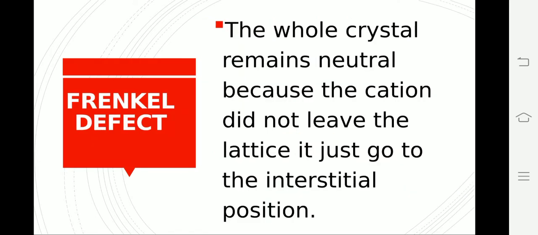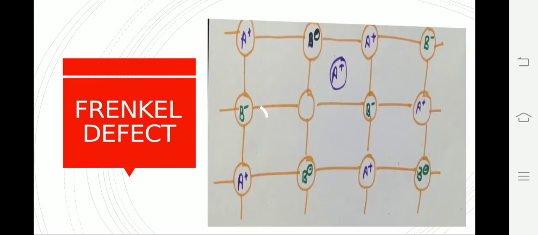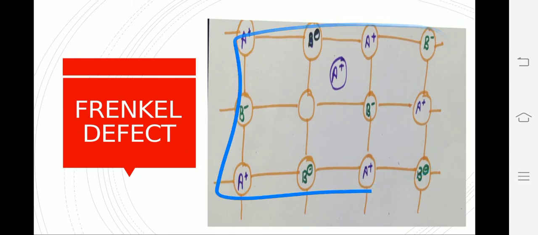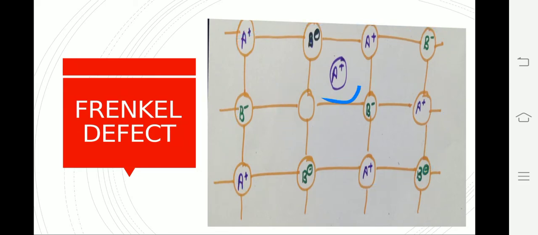Now, in Frenkel defect, the whole crystal remains neutral because the cation didn't leave the lattice, it just goes into the interstitial position. As you can see, the cation didn't leave the lattice, it just shifts from its original position and comes into the interstitial position.